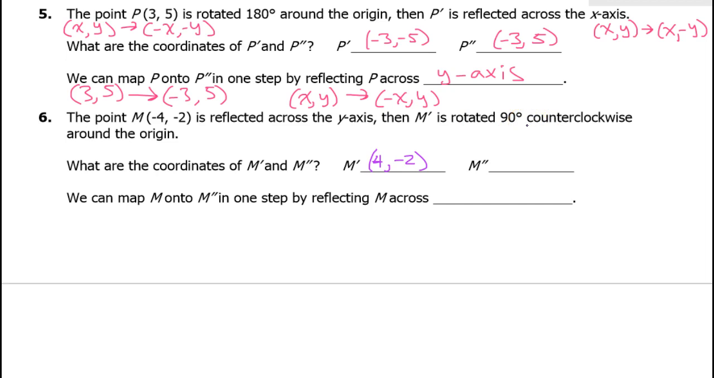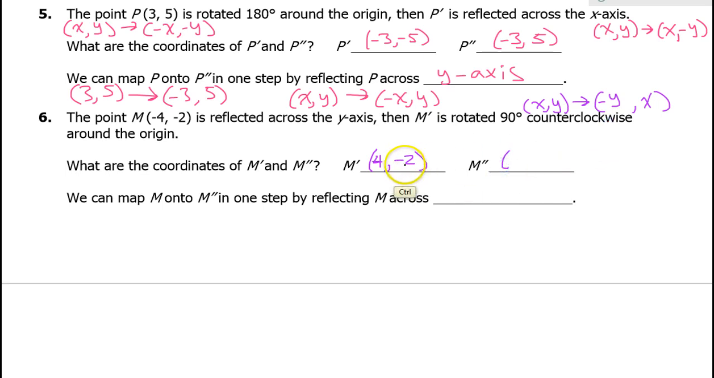counterclockwise rotation. Now, when you do a 90-degree rotation, the x and y definitely switch places. So xy becomes, now, the y is definitely going to go first, and the x is going to go second. But one of them, the sign will change. And one of them, the sign stays the same. When you're going counterclockwise, it's the x value that stays the same. And the y value has to change.